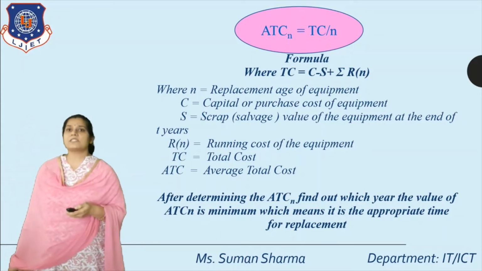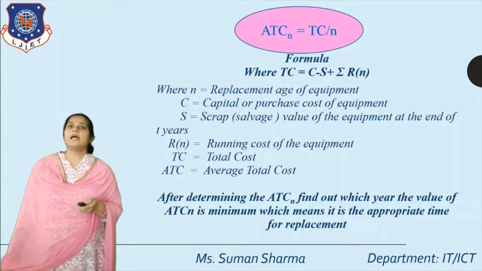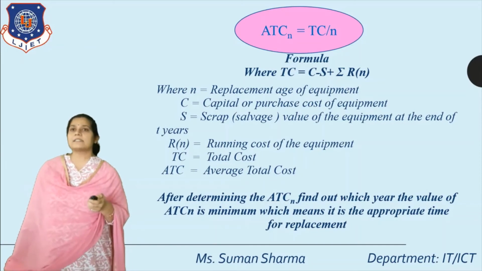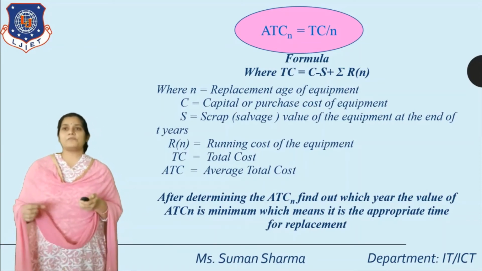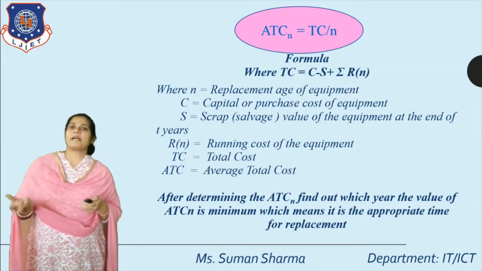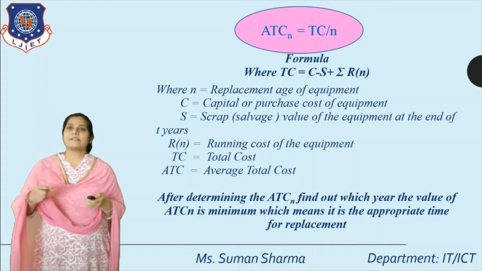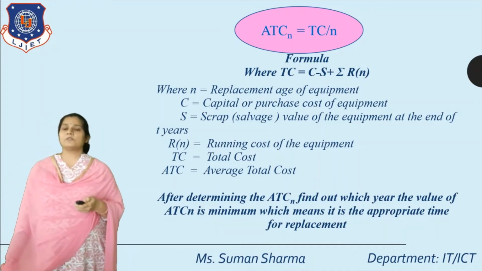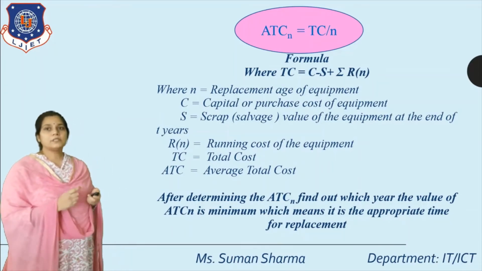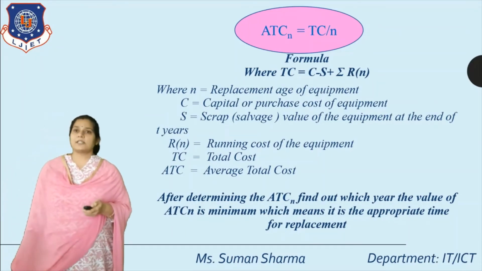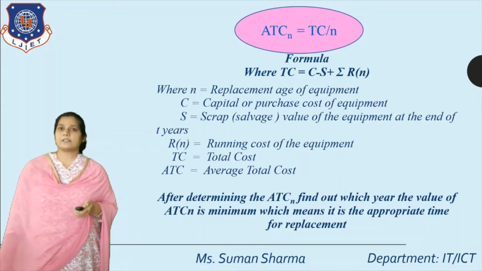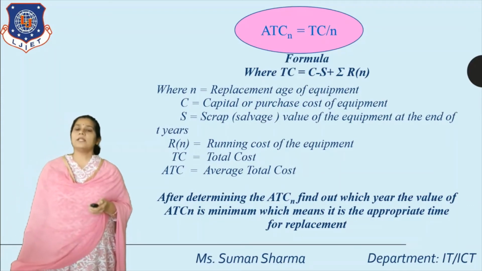S is equal to the scrap value of the equipment at the end of T years. In our question we are given 1 year, 5 years or 10 years, so we write T is equal to the number of years. Rn is equal to the running cost of the equipment, TC is equal to total cost, and ATC is equal to average total cost.